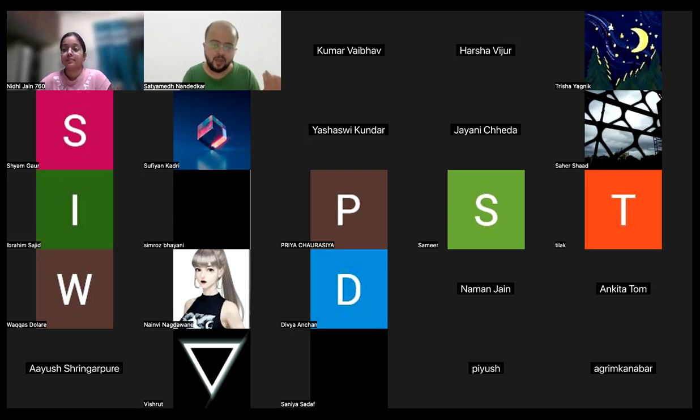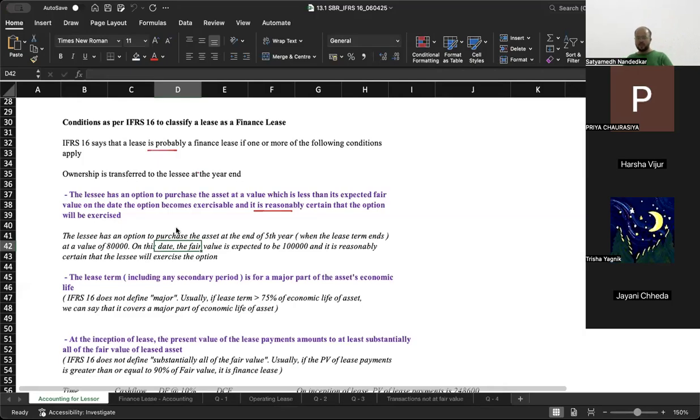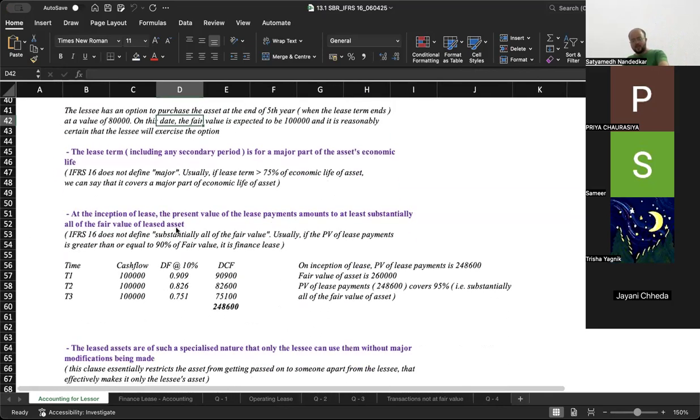Okay. The segregation between a finance lease and an operating lease is based on certain conditions. Again, IFRS 16 has not told us at any point in time whether कितने conditions satisfy करना है. That IFRS 16 has not told us. Let's have a quick look at the conditions that need to be satisfied for classifying a lease as a finance lease. The lessee has an option to purchase the asset at a value which is less than its expected fair value on the date the option becomes exercisable. The lease term is for a major part of the asset's economic life. At the inception of the lease, the PV of lease payment amounts to at least substantially all of the fair value of the leased asset.